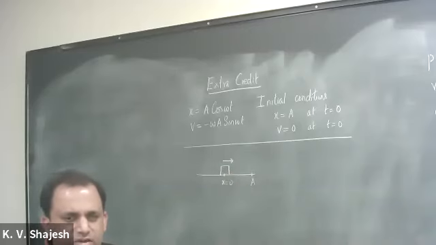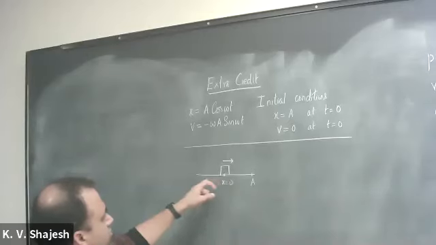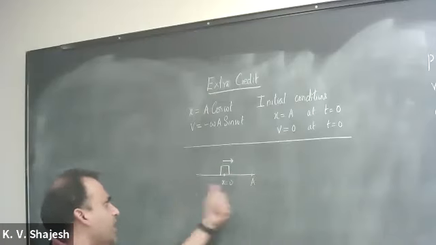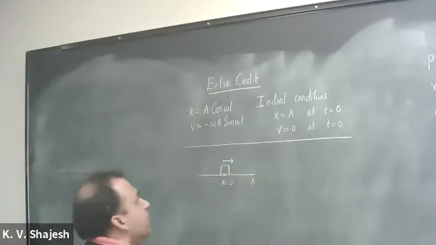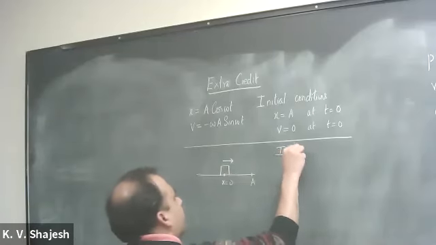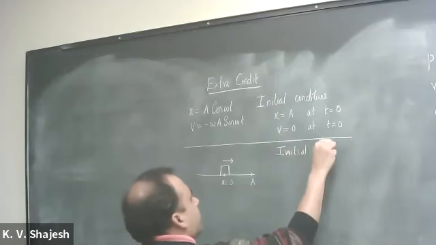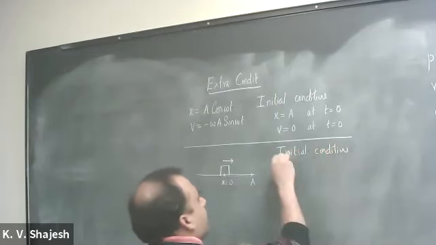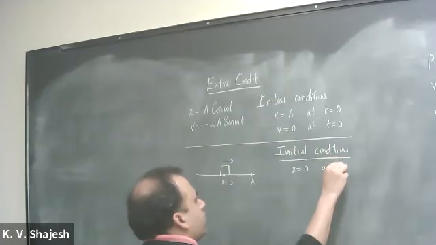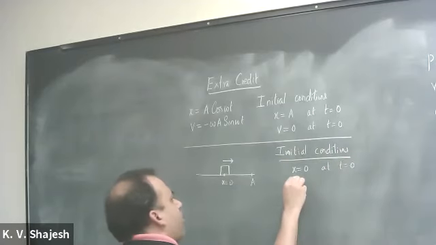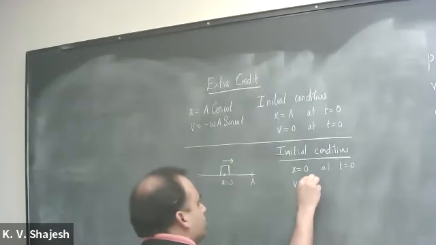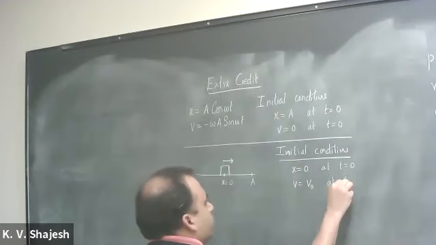That's of course an easy way of generating oscillatory motion, but I can also kick it at x equal to 0. It will go to the maximum and then come back and then keep oscillating there. So there's another set of initial conditions. And that is that x is equal to 0 at t equal to 0, and velocity is equal to maximum, let's say v naught at t equal to 0.